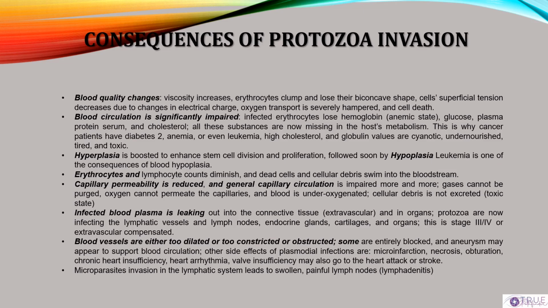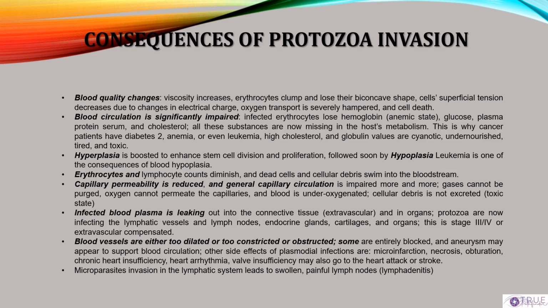Secondly, the blood circulation is significantly impaired. The infected erythrocytes lose hemoglobin. They go into a so-called anemic state. They also lose glucose, plasma, protein serum, and cholesterol. And all of these substances are now missing in the host metabolism. This is why cancer patients often also suffer from diabetes 2, anemia, or even leukemia, high cholesterol levels, and their globulin values are cyanotic. They are often undernourished, tired, and toxic.